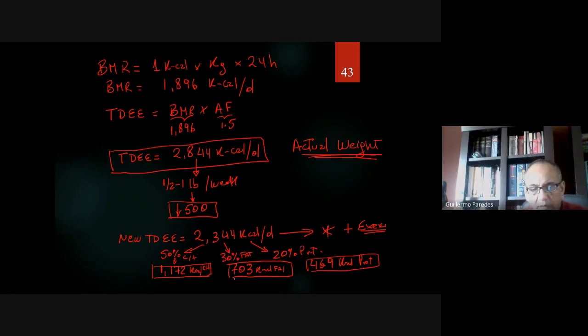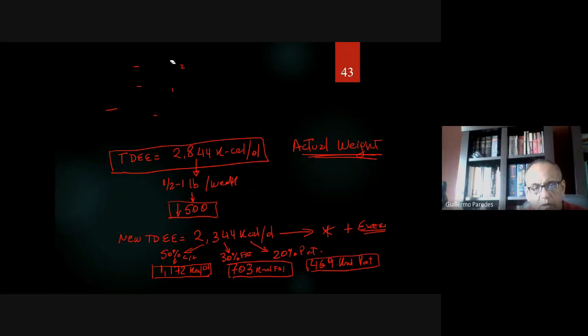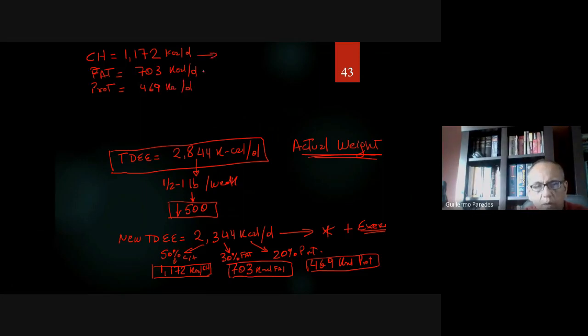So I'm going to write it down here. I should write smaller in order to put everything on one page. Anyhow, all right, so we have here carbohydrates, it's going to be 1,172 kilocalories per day. Fat, 703 kilocalories per day. And proteins, I will have 469 kilocalories per day. So now I want to know how many grams I am going to need per day.